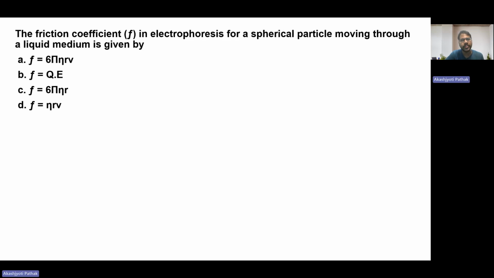Now, the frictional coefficient in electrophoresis for a spherical particle moving through a liquid medium is given by what?